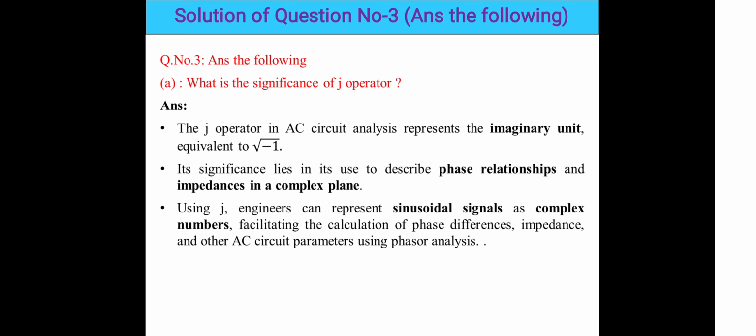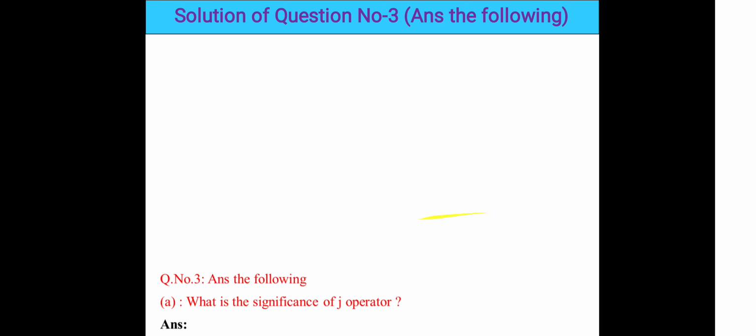Using J, an engineering student can represent a sinusoidal signal as a complex number, facilitating the calculation of phase difference, impedance and other AC circuit parameters using phasor analysis. So these are the significance of the J operator that are used generally in electrical circuits.